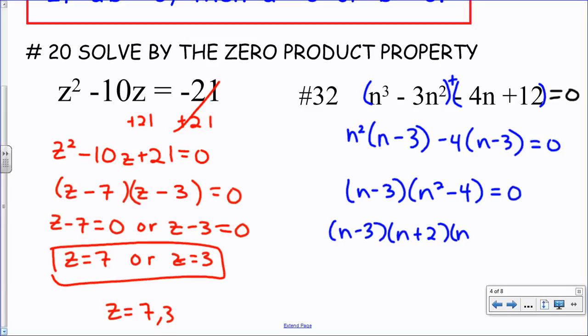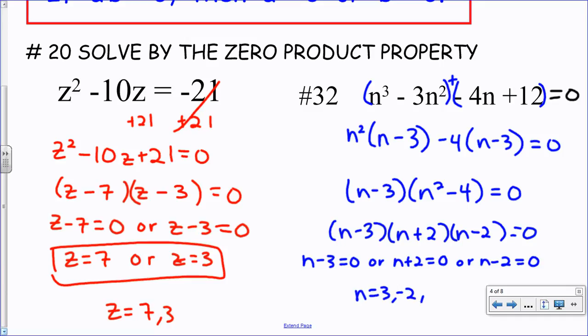Once you're factored, use the zero product property. So you would set each part equal to 0. So n equals 3, negative 2, or 2.